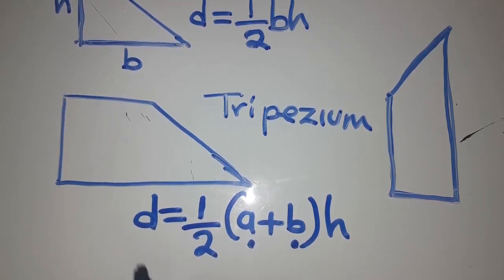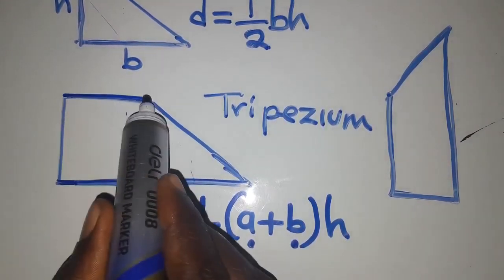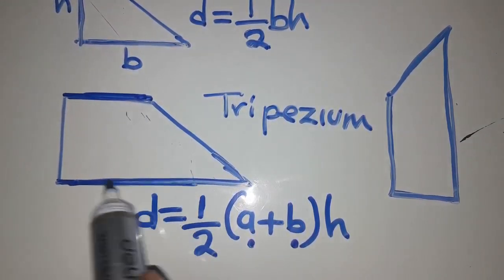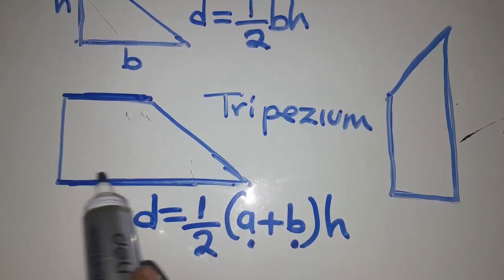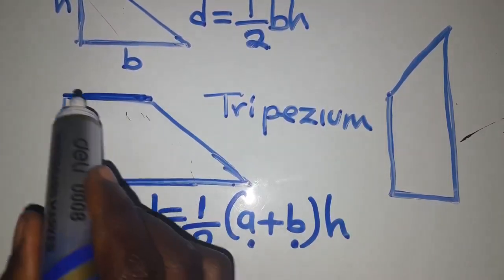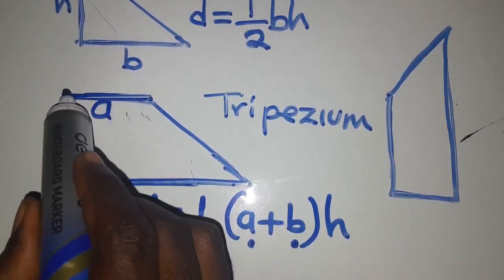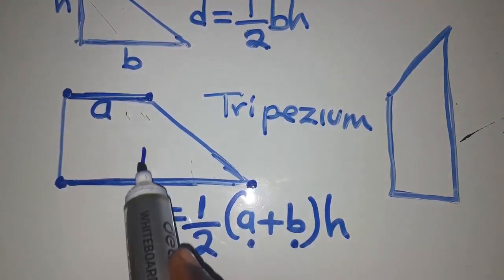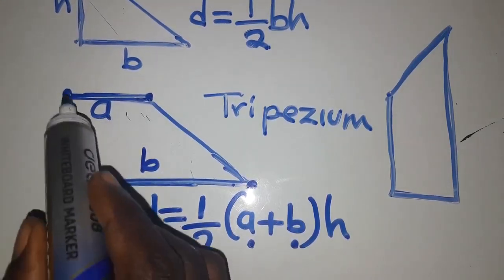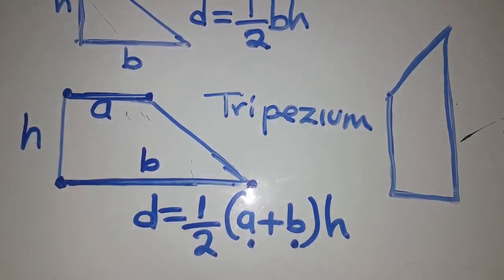So what is your A? Have you seen these two sides which are parallel? This side and this side, they can be joined by a straight line. These are parallel lines. The short one is A, from here to there. The longer one, from here to there, is your B. Then this is your height, from here to there. Hope you've seen which one is A and B.